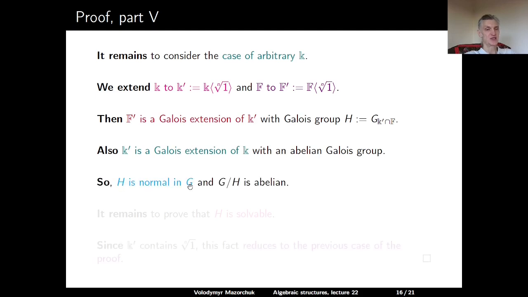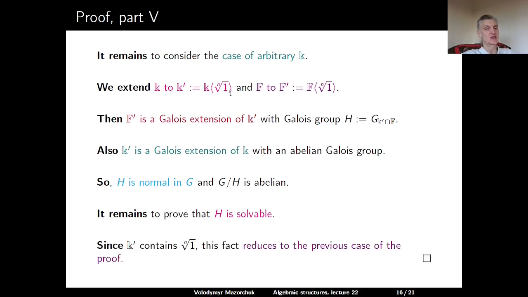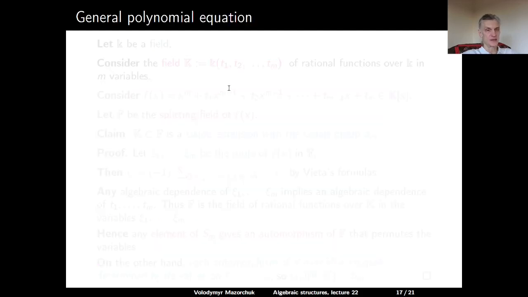So this means that H is normal in G and G modulo H is abelian, and it remains to prove that H is solvable. But now H is a Galois group of F prime over K prime, and K prime has a primitive nth root of unity, so this reduces to the claim which we proved on the previous slide. And this completes our proof. So now we have proved our main theorem.